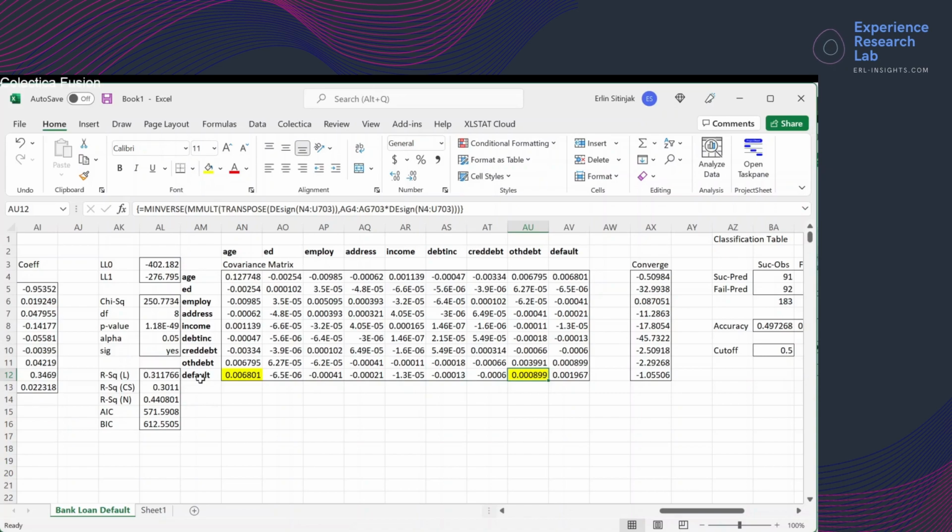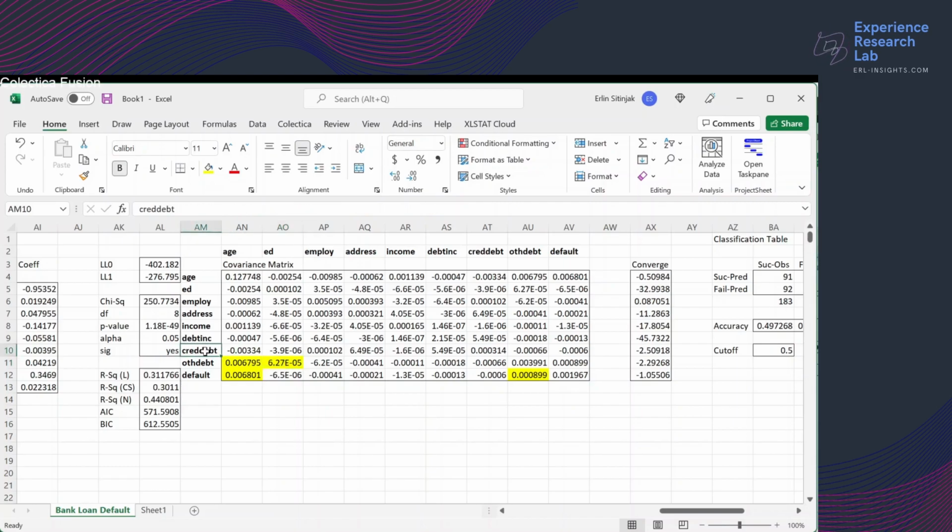Now let's have a look at the relationship between other debts and other variables. Here I can see that other debts has positive relationship with age and level of education. It means that when someone gets older, the amount of other debts also increases. For some reason, someone with higher level of education has higher amounts of other debts.